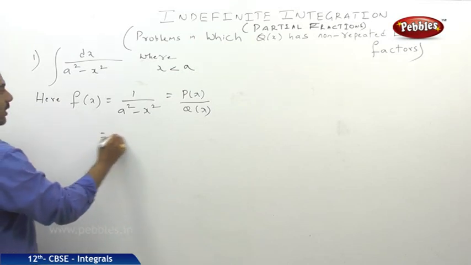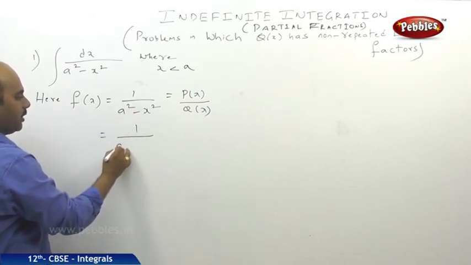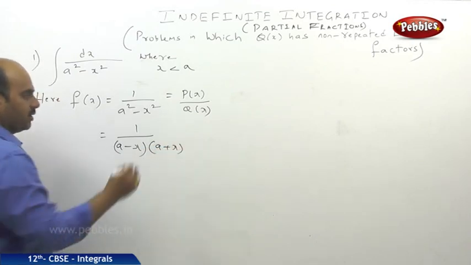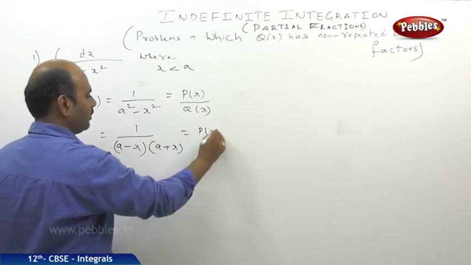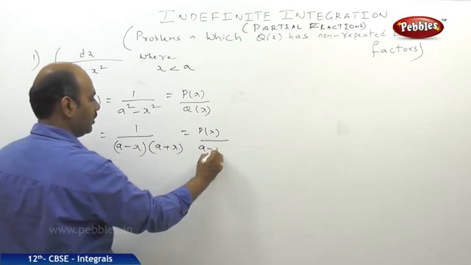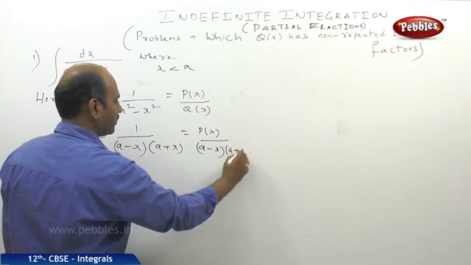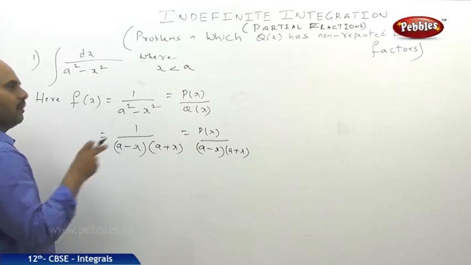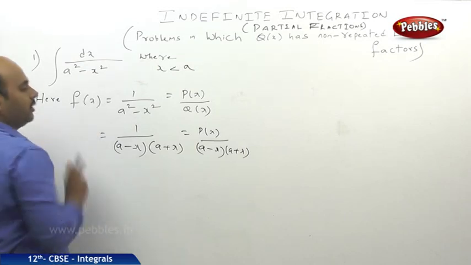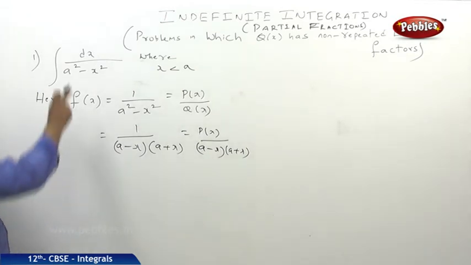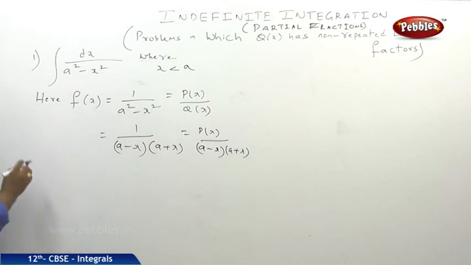So 1 upon a square minus x square, I can write as a minus x into a plus x. Definitely our q of x will be a minus x into a plus x. We need to find the partial fraction for this function. After finding the partial fraction, I need to integrate. So now we will do partial fractions, and after calculating the constants, we shall do integration.